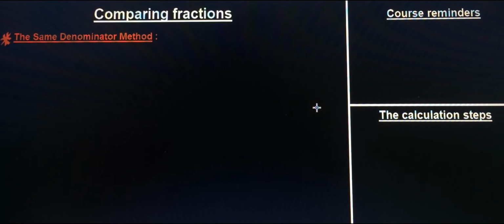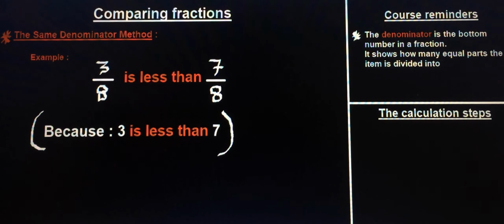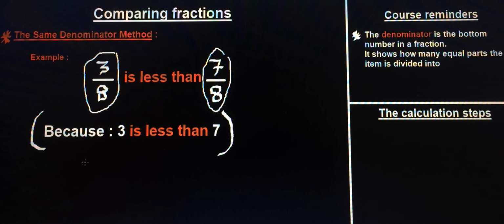Now, comparing fractions with the same denominator method. When two fractions have the same denominator, they are easy to compare. For example, 3/8 is less than 7/8 because 3 is less than 7. We just compare numerators. Okay?